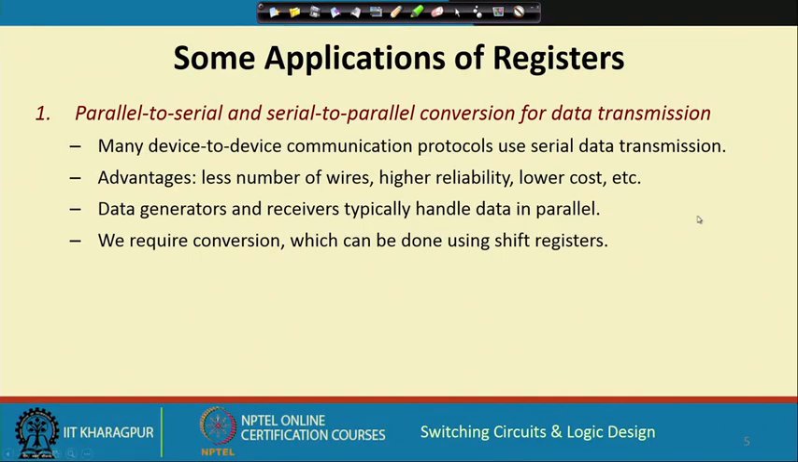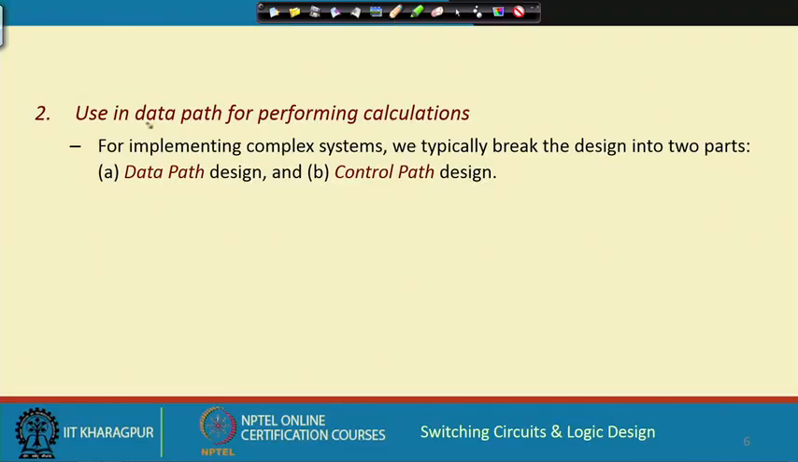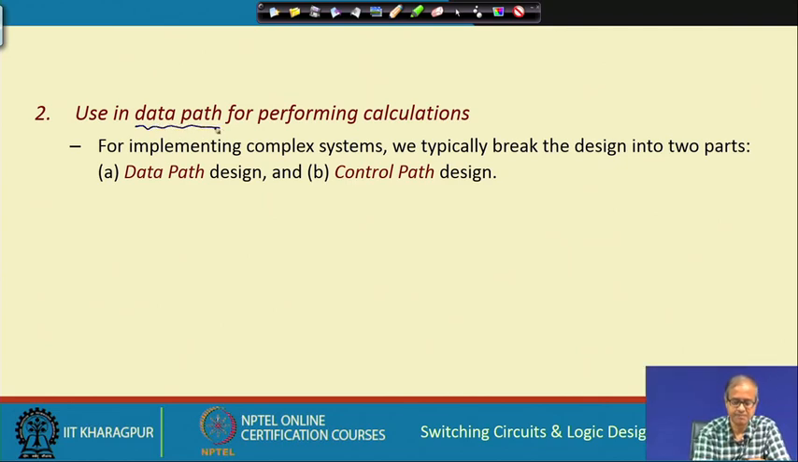Let us look at another very important application of registers, but here we are not talking about shift registers, but normal parallel in parallel out registers. There are many designs where we need registers to store some temporary data, and there you require this kind of PIPO registers. Let us take a couple of examples to illustrate how such designs can be carried out and how these registers can be used there. So, this application talks about something called data path. Registers can be used in data path for performing calculation. We shall explain what is meant by data path.